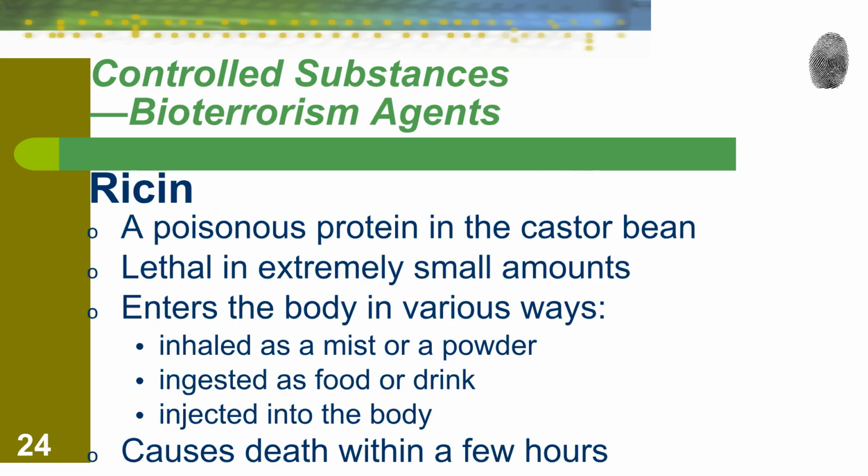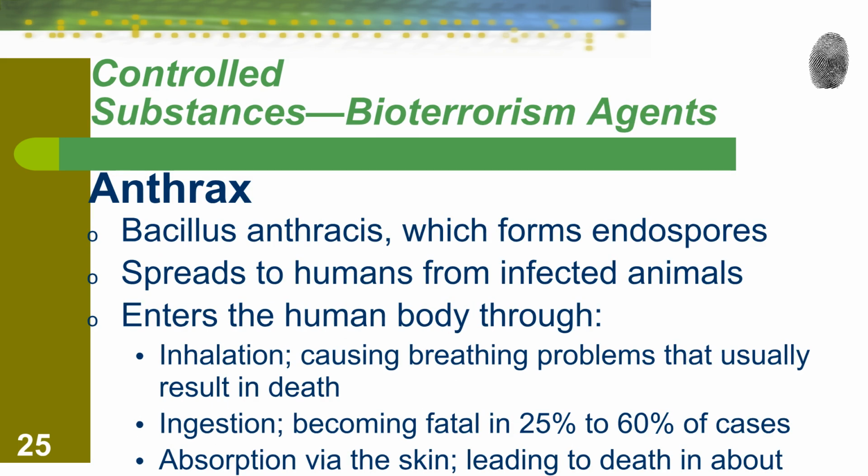Ricin, a bioterrorism agent, is a poisonous protein found in castor beans. It is lethal in extremely small amounts and can be inhaled, ingested, or injected, causing death within hours. Another bioterrorism agent is anthrax, caused by Bacillus anthracis. It spreads from infected animals to humans through inhalation, ingestion, or skin absorption, with inhalation being the most lethal form.